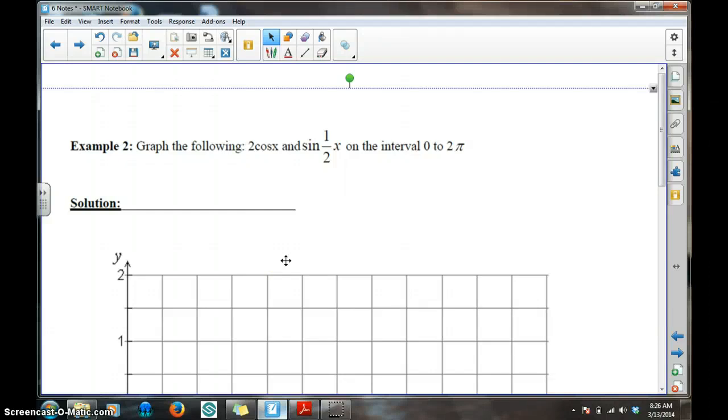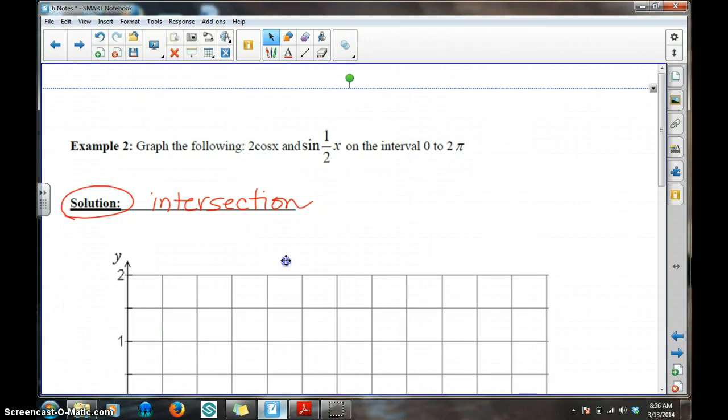Okay, page 47 in your notes. This is systems. And the biggest thing that you need to remember with systems is effectively that the solution that you'll be looking for is the intersection, or the points where the two graphs collide. That's going to be the solution.